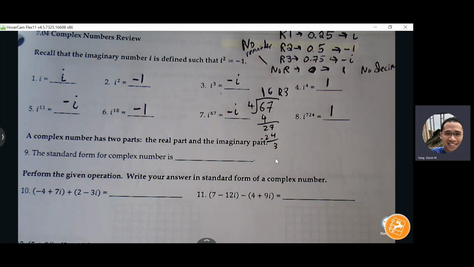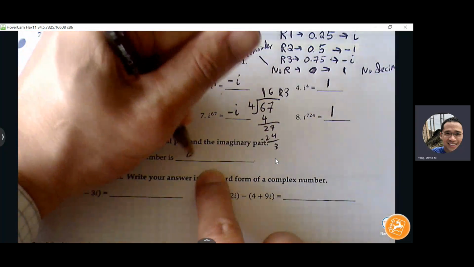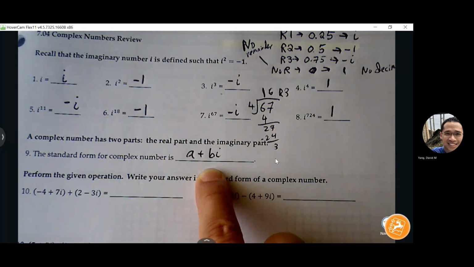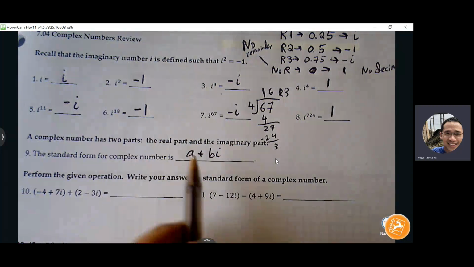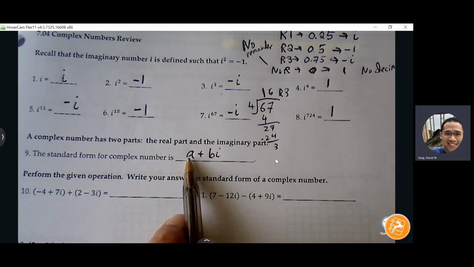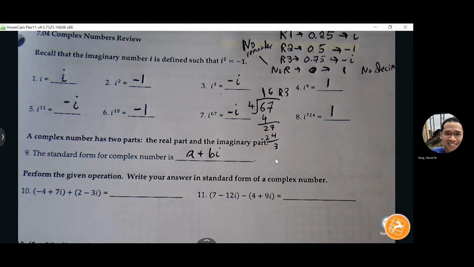Okay. Standard form for a complex number takes on the form of a plus bi. A complex number has 2 parts. It has the real part and the imaginary part. The imaginary part is the one attached to the i. The real part is the one that's by itself.